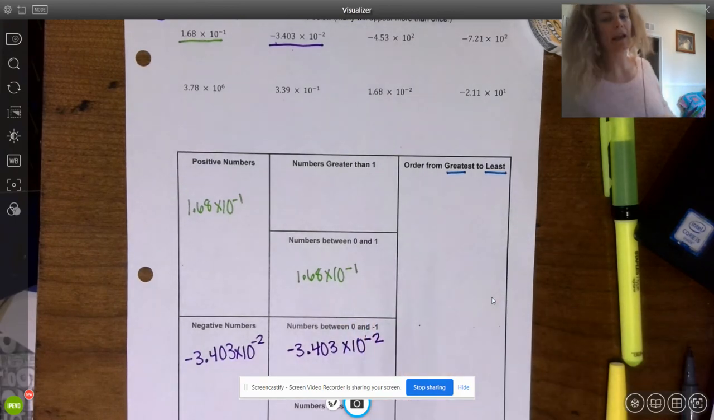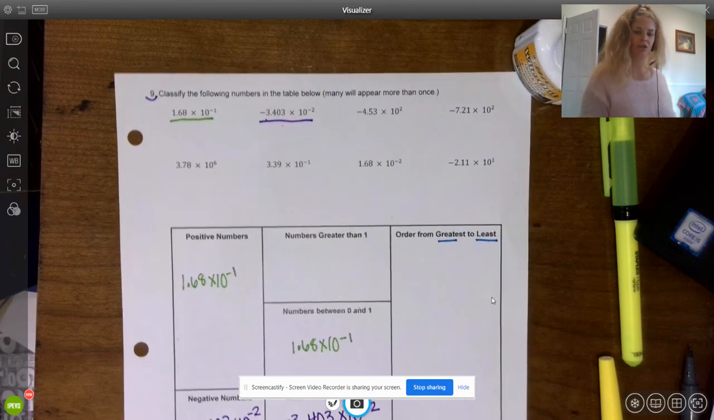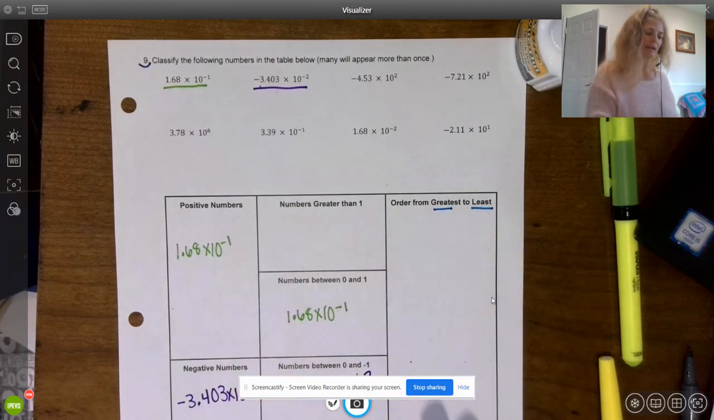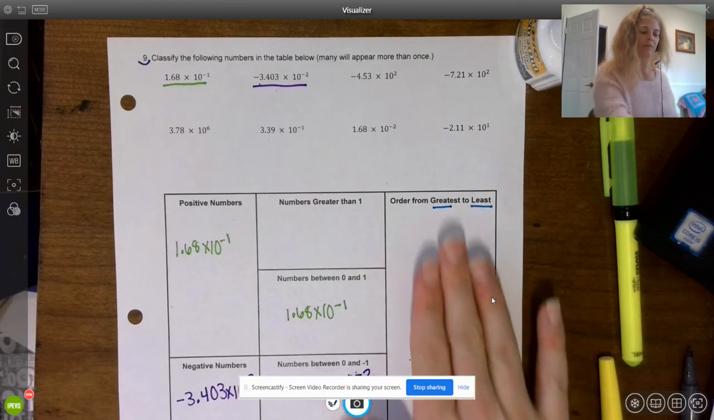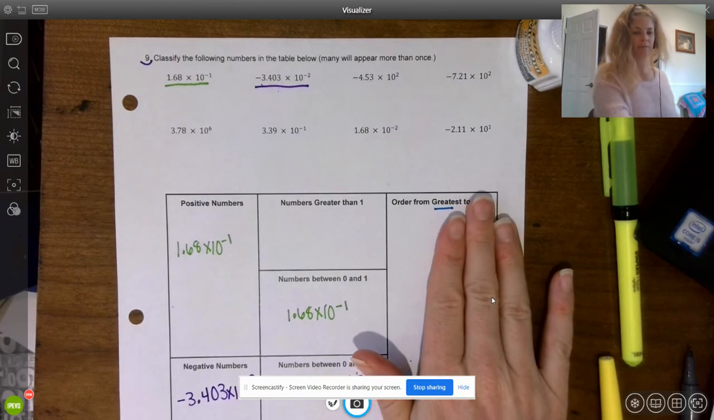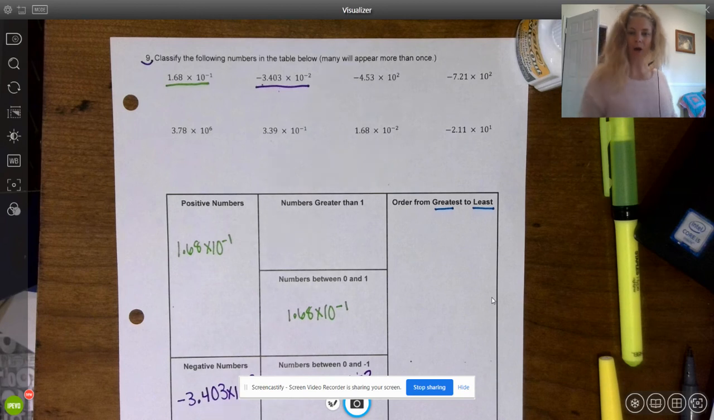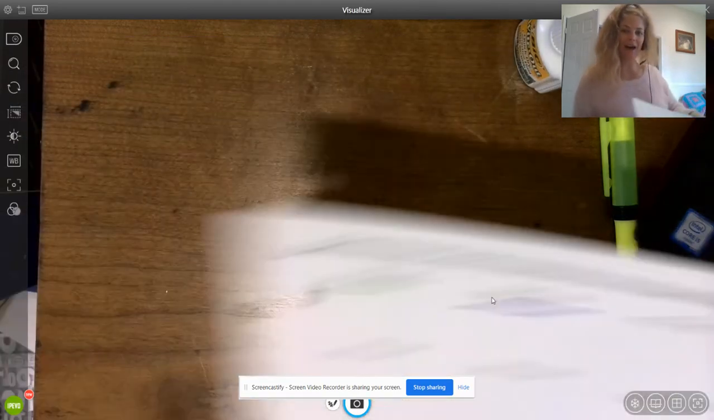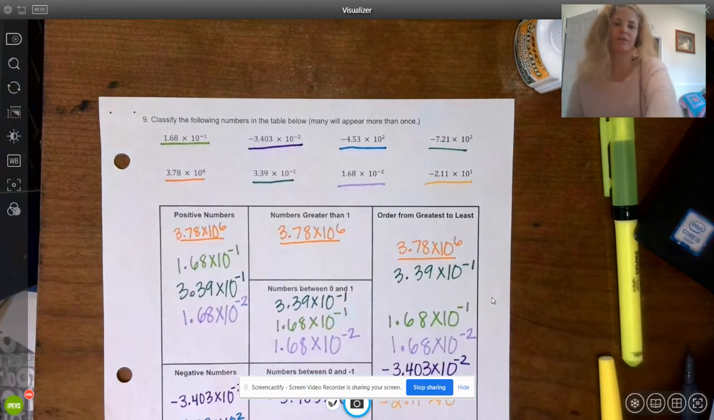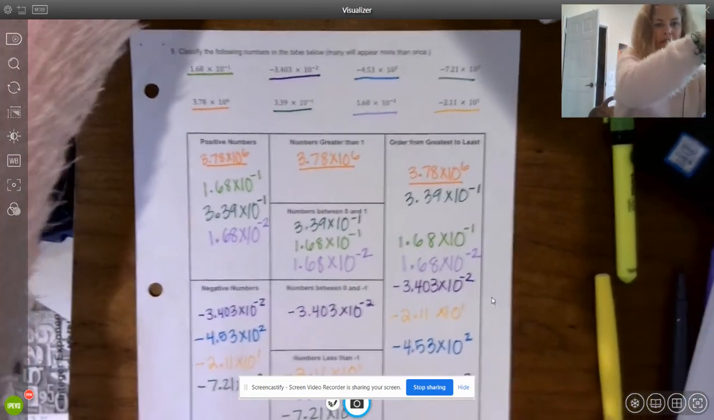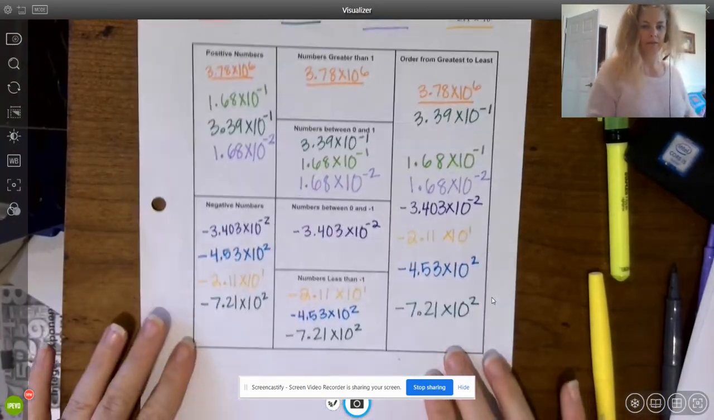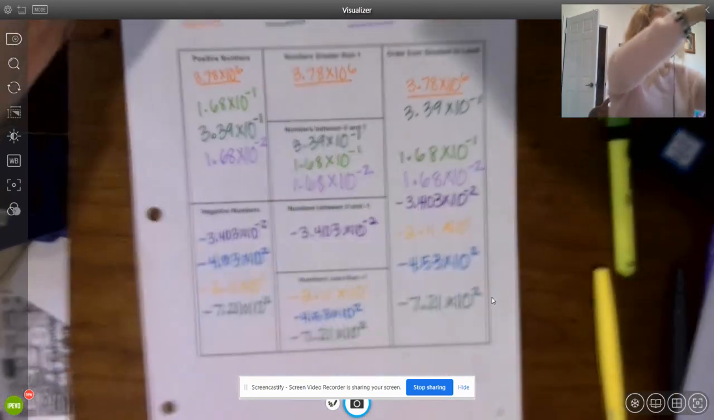Okay, so why don't you take a moment and finish sorting the rest of these numbers, and then when you're done, list them from greatest to least, biggest to smallest. Go ahead, pause the video, and we will look at our answers in just a moment. Okay, let's see how we did. So here are our sorted numbers. You can see all of them on my screen.